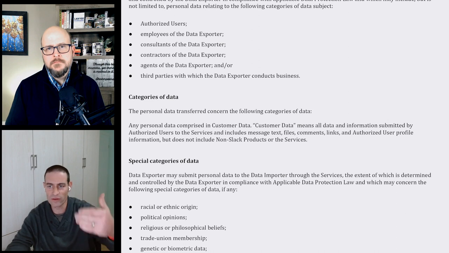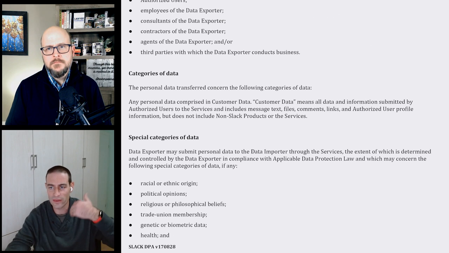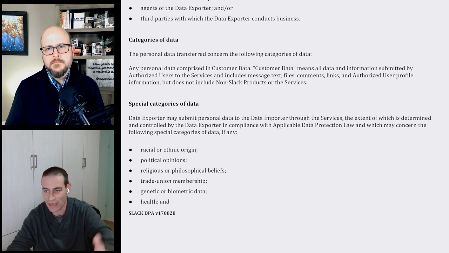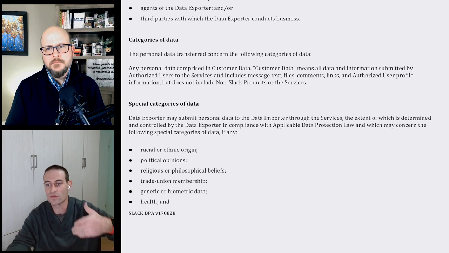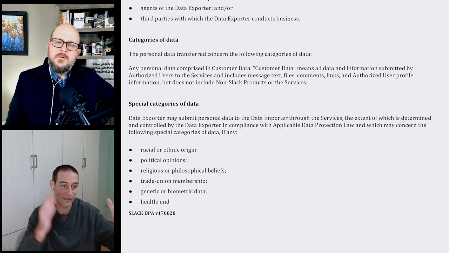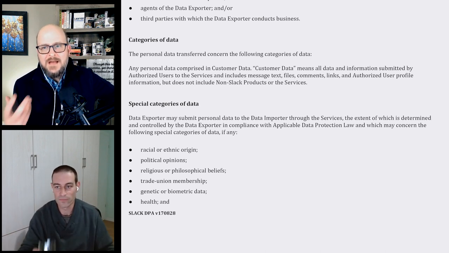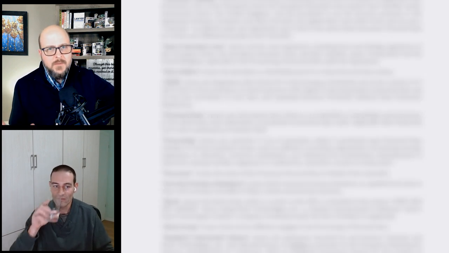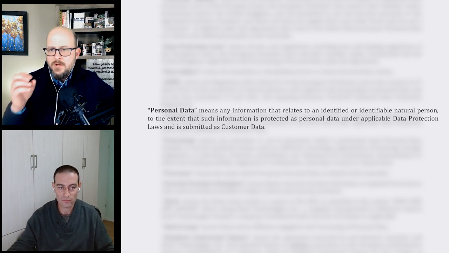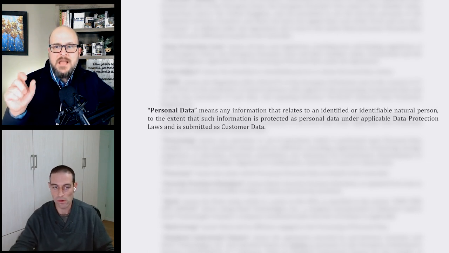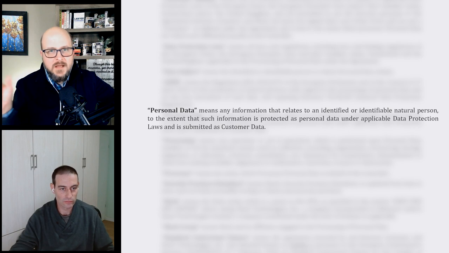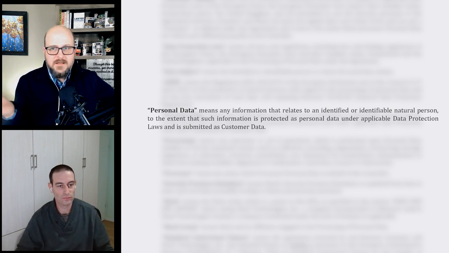And then we can go through this as well, whether there are any special categories of data, frequency of the transfer, nature of the processing, et cetera. And so just to summarize. I want to take you back to ask you a dumb question. When I look back at personal data in the definitions, it says it means any customer data, and customer data is capitalized as if that's a defined term.